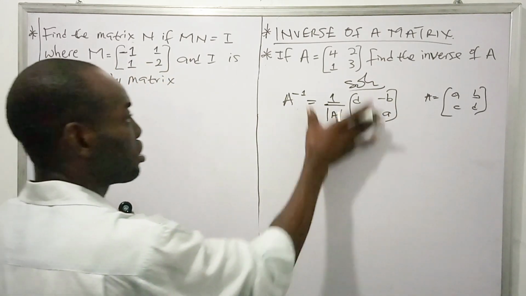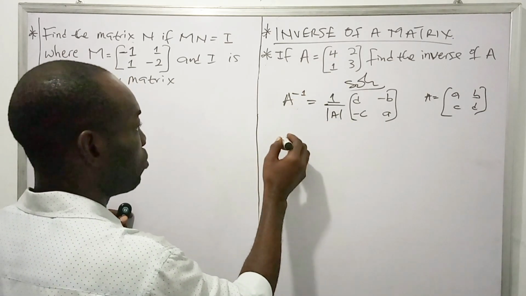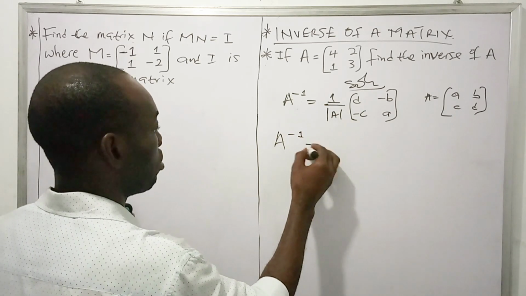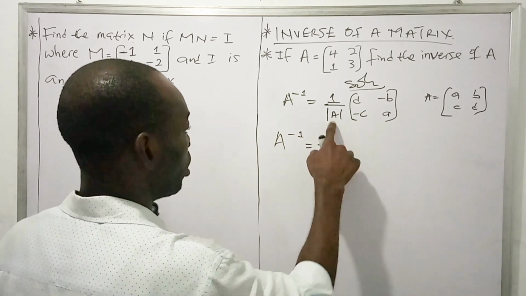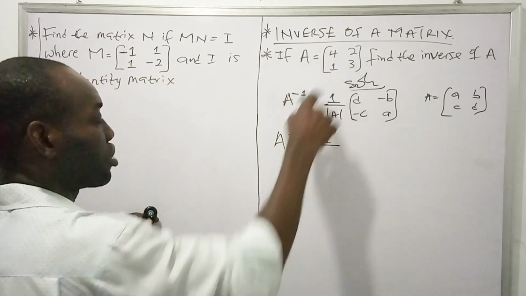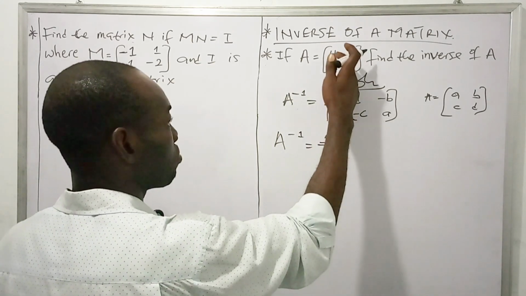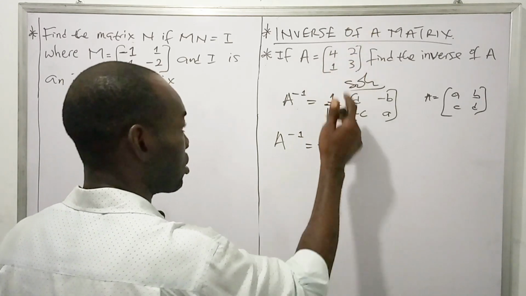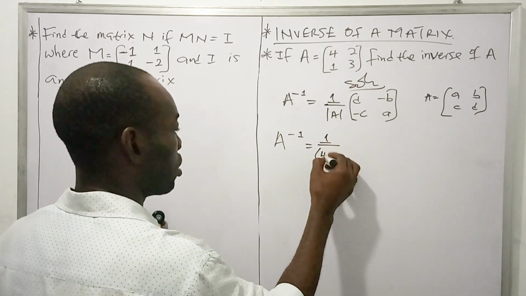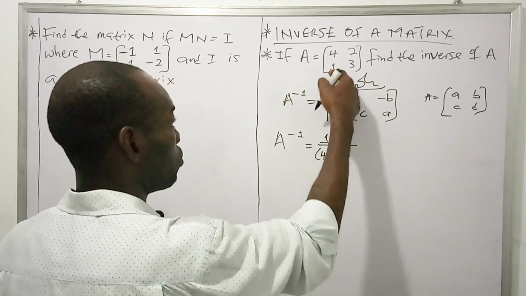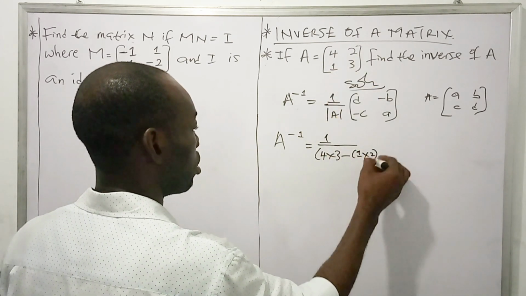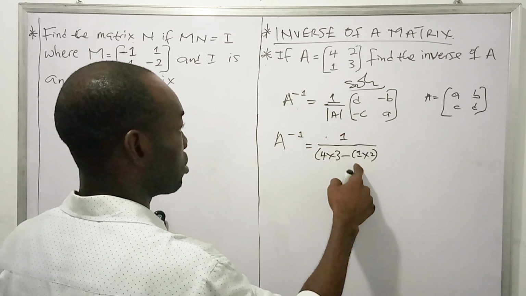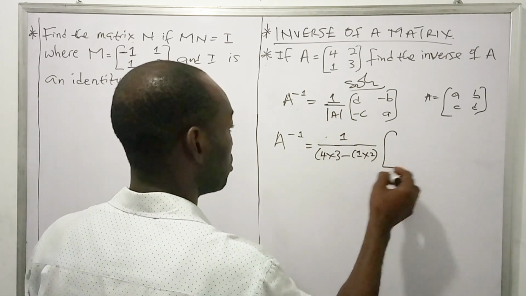Applying this now, our inverse of A becomes 1 over the determinant of the matrix A. The determinant is simply the difference between the product of this and the product of this. So 4 times 3 minus 1 times 2. That's how we resolve the determinant.